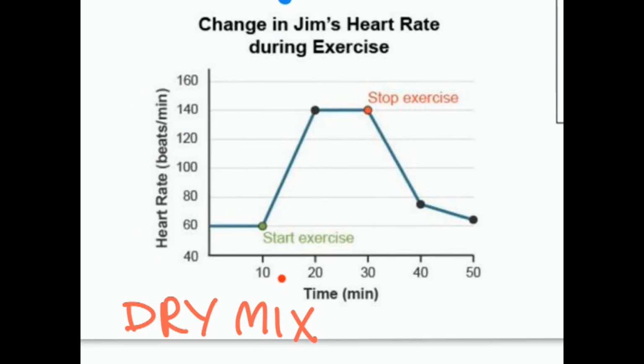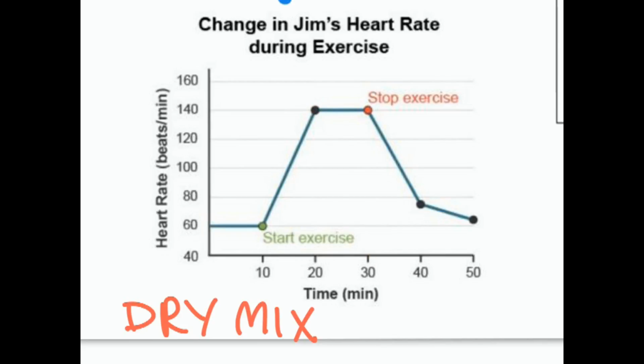Okay, and notice how they set up the graph, even increments. Down here on the X, they went by 10s, and then they went by 20s over here on the Y, and that's fine. So at 10 minutes, we checked Jim's heart rate, and that's when he started exercising, and it was 60 beats per minute. Okay, at 20 minutes, and this is a line graph, they checked Jim's heart rate, and it was at 140 beats per minute.